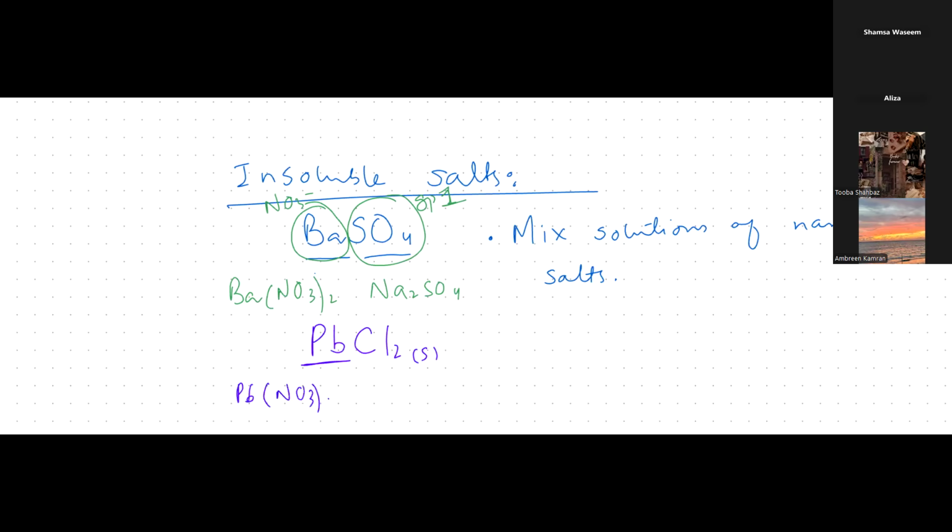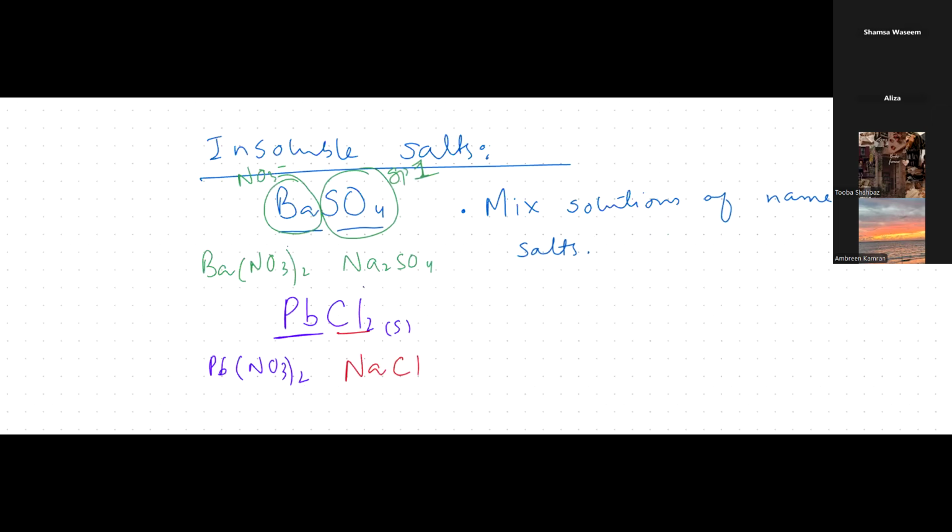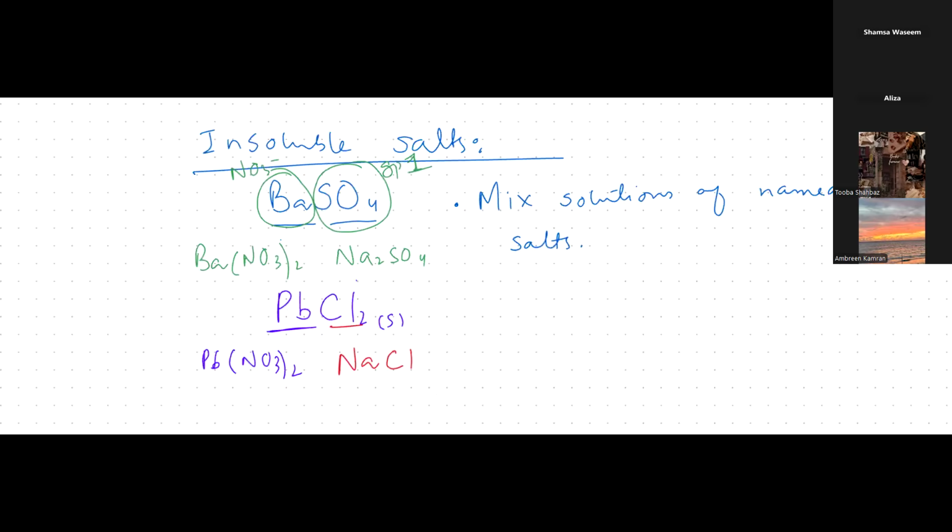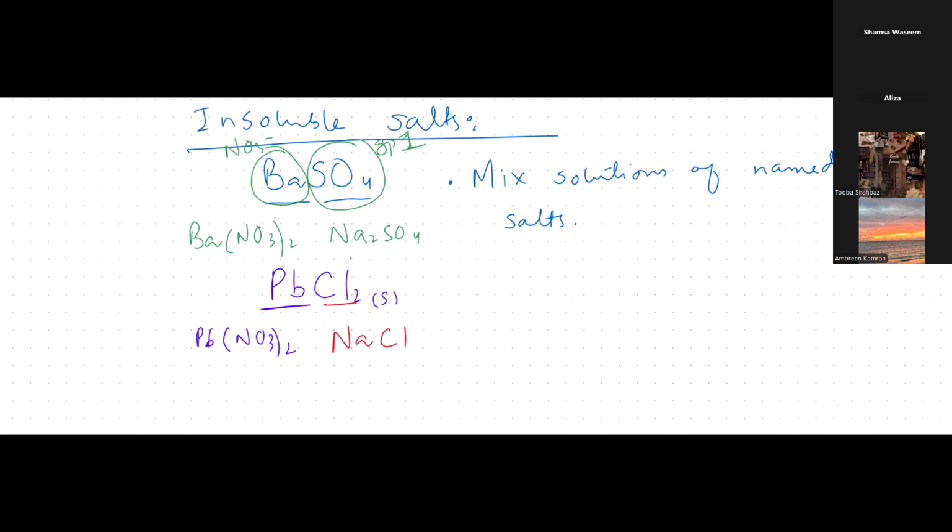Could you deduce the second part? दूसरा solution क्या होना चाहिए, girls? Can you try? Second part's group 1 salt, ठीक है? So can I take sodium chloride? Yes, I can also take potassium chloride, ठीक है? Aliza, Ambreen and Tuba, are you getting it? Yes. ठीक है? अच्छा, एक और example देते हैं, then I'll tell you further marking points.